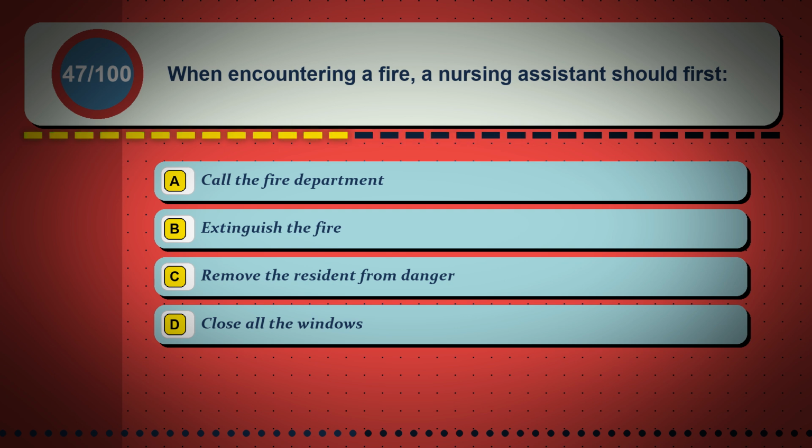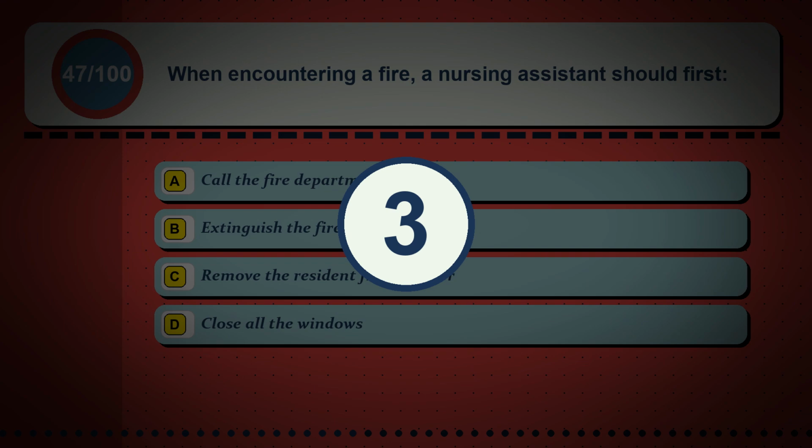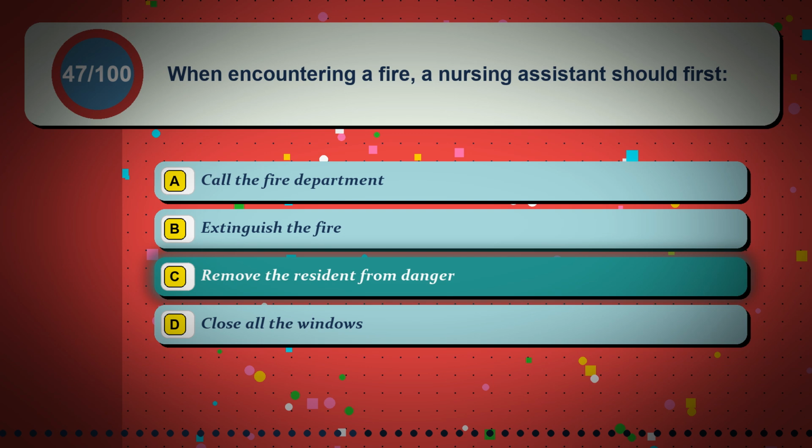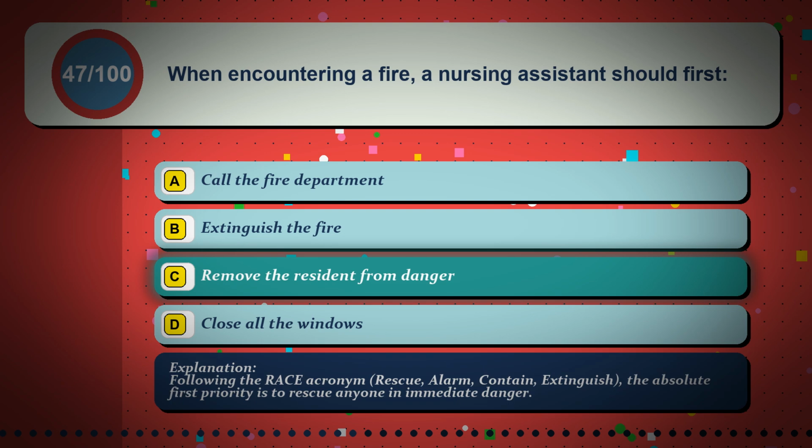Option B, extinguish the fire. Option C, remove the resident from danger. Option D, close all the windows. The correct answer is option C, remove the resident from danger. Following the RACE acronym, rescue, alarm, contain, extinguish, the absolute first priority is to rescue anyone in immediate danger.